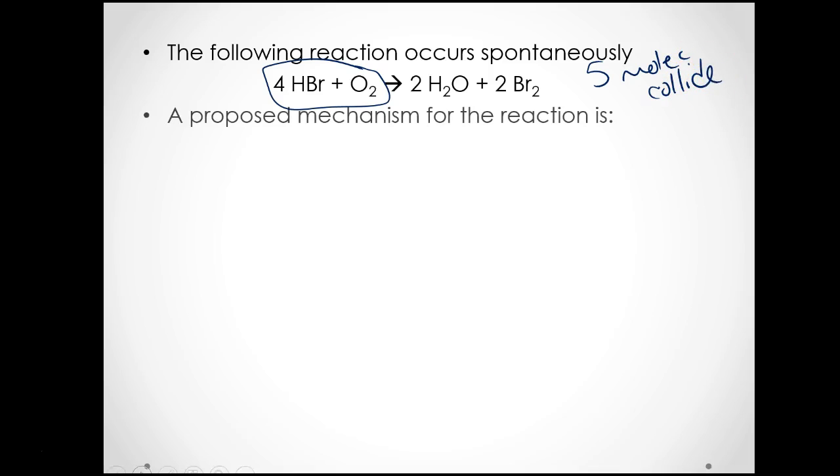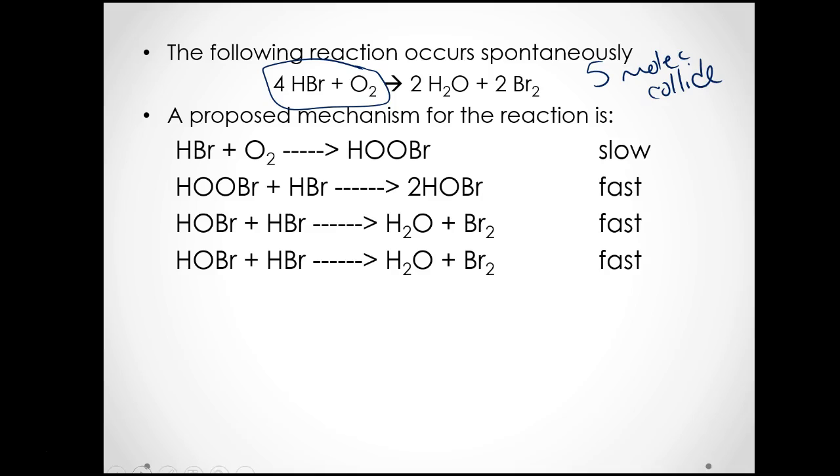So somebody came up with this idea of a mechanism. And they said, all right, here's the idea of how this one happens. It's like a domino effect. One of the HBr collides with an oxygen and forms this thing called Huber. Now, Huber's a made-up molecule. It's certainly not part of my reaction up there. So this is the first step. And in the second step, a Huber goes out and finds an HBr and forms 2 Hobers. Again, 2 reactants collide, forms the 2 Hobers. And then in the 3rd and the 4th step, which really are the same step repeated, each of the Hobers goes out and finds an HBr and makes a water and a bromine.